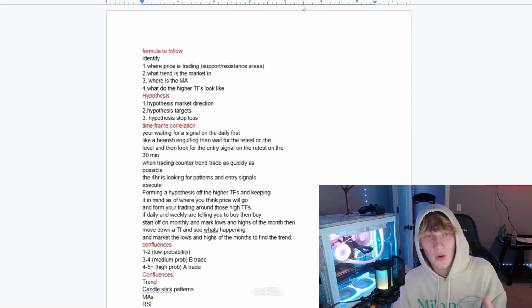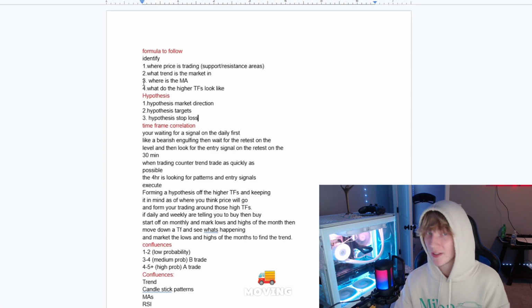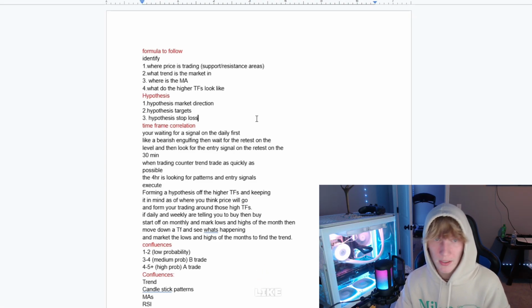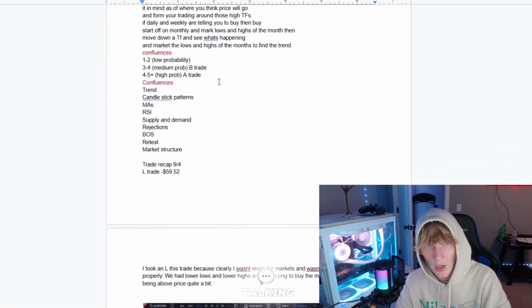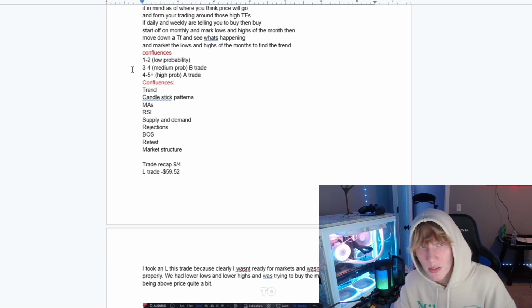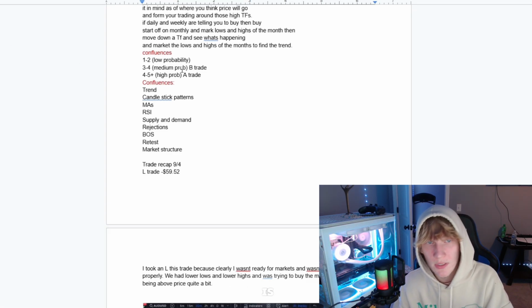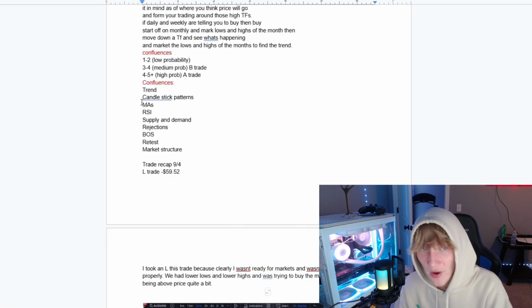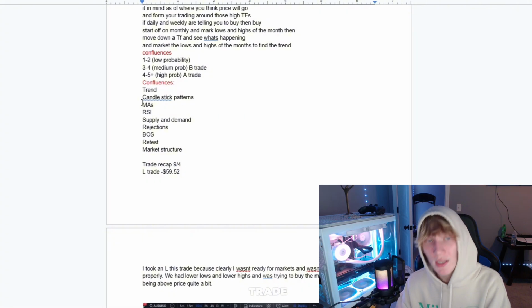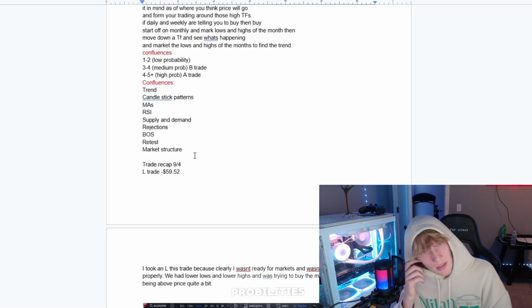Okay, so my formula: where's price trading, where the trend in the market is currently at, so looking at the higher time frames, where is the moving average, what do the higher time frames look like. And then obviously hypothesis, we can go into this stuff all day long, but I'm talking about confluences. So 1 to 2 of these confluences is lower probability, most likely not taking the trade. 3 to 4 is going to be medium probability, it's 50-50, probably about 1% risk. And then 4 to 5 is considered a high probability trade, and we're probably going to risk 2 to 3% on that trade. So here are all my probabilities for the most part.